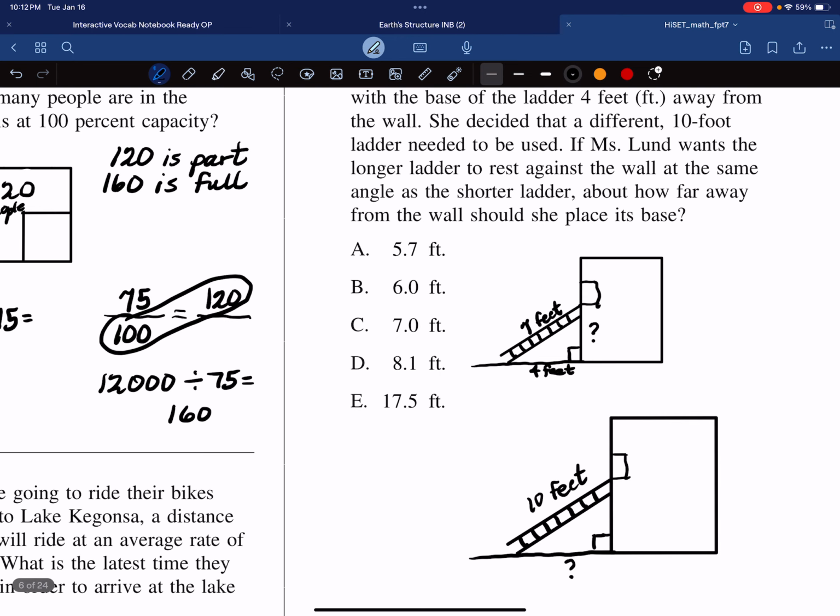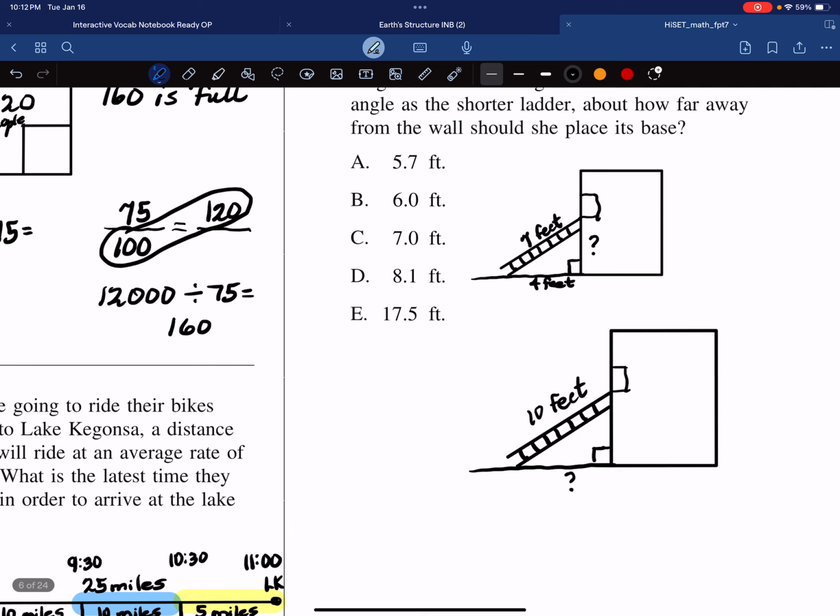This is actually a proportion problem where we have the length of the ladder against the distance on the ground. Okay, so we have 7 and 4, 10 and the unknown right here. Okay, so when we solve this proportion, we should be in good shape.